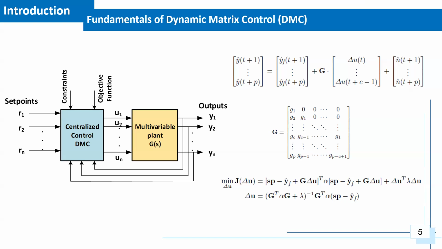Here, G represents the dynamic matrix. We can also include weighting factors lambda and alpha in the optimization formulation. This allows us to penalize input movement and adjust the closed-loop behavior. Finally, the slide shows the resulting optimization problem that the controller solves at each sample time.